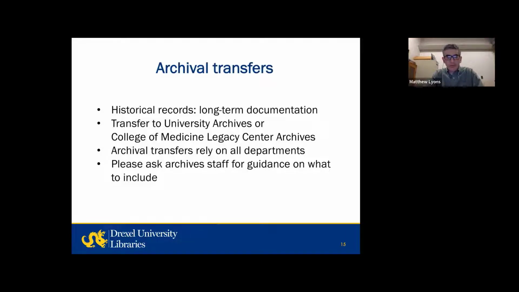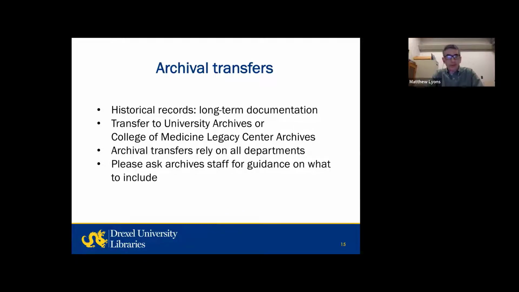Another important part of records management is archival transfers. Under Drexel's records management policy, there's a category called historical records, which means records that are considered to have long-term value in documenting the structure, activities, or scholarly output of the university. These records are not supposed to be destroyed once their retention period is over. Instead, they are to be transferred to one of the institutional archives, either University Archives or the College of Medicine Legacy Center archives.